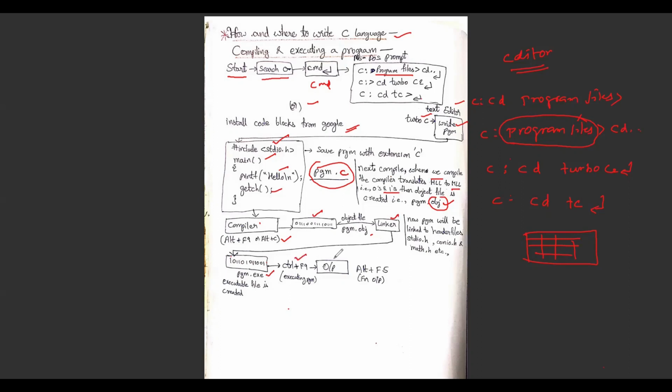When you say Control F9, you are going to get the output. This is called execution of your program. You say Alt plus F5, which is going to give you the output. This is how you compile your C program and run your C program. The main thing, no need to confuse: if you say Alt plus C, the program gets compiled. If you say Alt plus R, the program gets run. And if you want to see the output, you say Alt plus F5. So you're going to see your output on the screen.